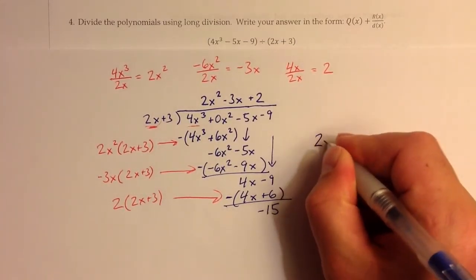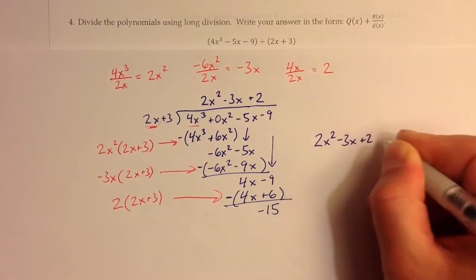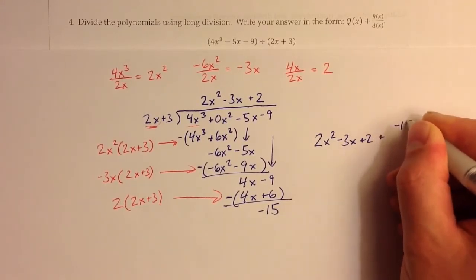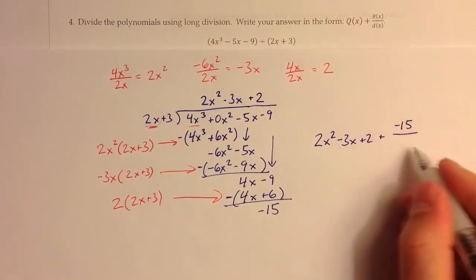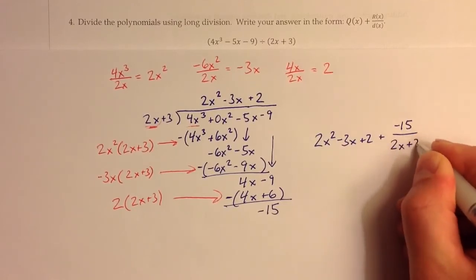and one of the forms that we can use for the answer would be the quotient, 2x squared minus 3x plus 2, and then plus the remainder, negative 15, or we could have written minus 15, over 2x plus 3, over the divisor.